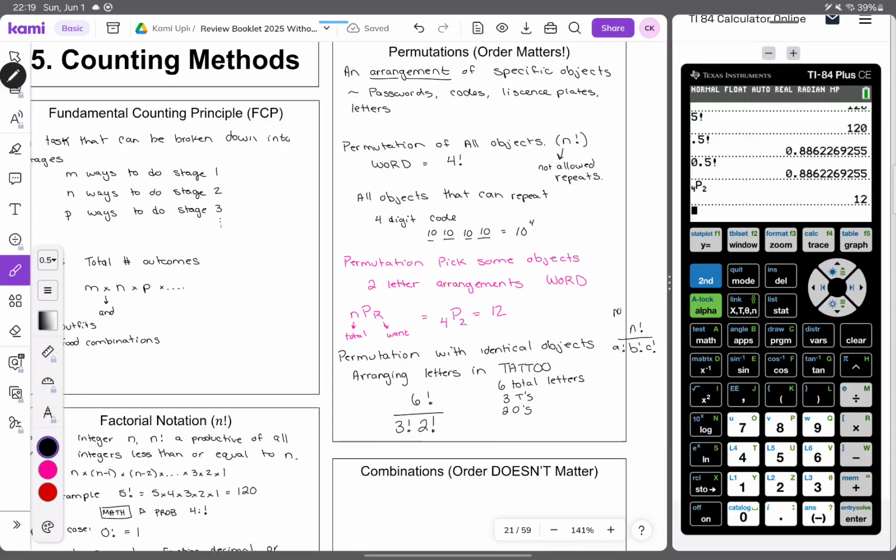This one is not on the formula sheet. You have to remember or brain dump this one when we have identical objects.